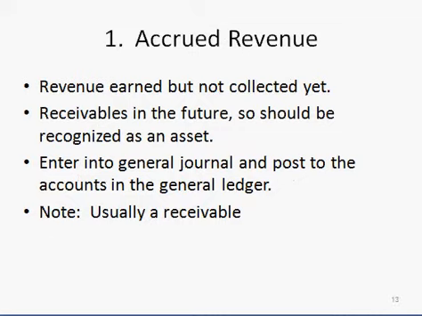So let's first talk about accrued revenue. Accrued revenue is revenue earned but not yet collected. It's receivables in the future, so it should be recognized as an asset because it is money that you will be getting in. And you enter it into the general journal and post to the accounts in the general ledger just like you do any other type of journal entry. And it's usually a receivable.